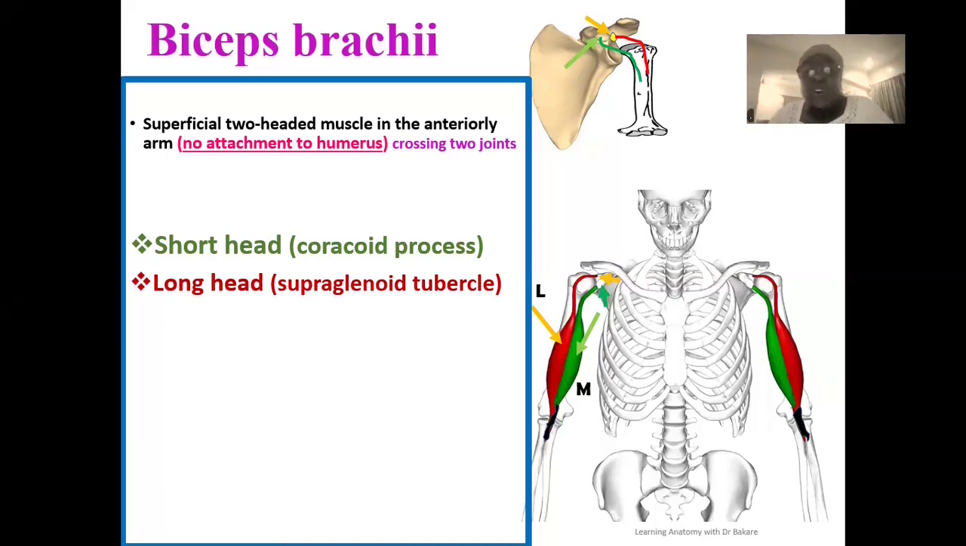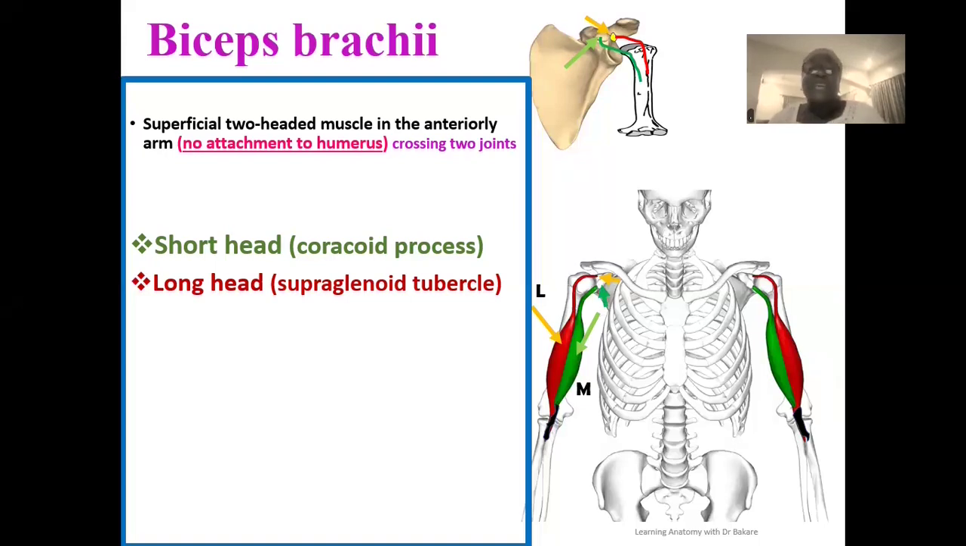Don't forget that because we have a supraglenoid tubercle, we should expect to have an infraglenoid tubercle. And it is important that we highlight this at this point because we would be referring to this as we go through this lecture. But at this point, we should know that the origin of the long head of the biceps brachii is from the supraglenoid tubercle. And this is what is shown here in this image.